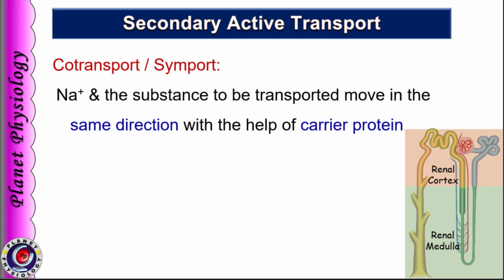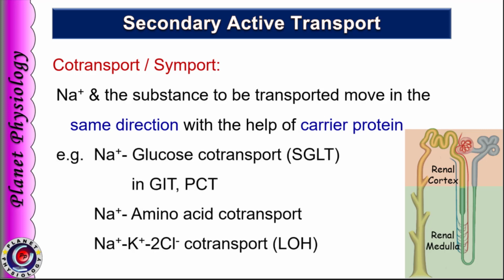Examples of co-transport include sodium-glucose co-transport with the help of the SGLT carrier protein. It is present in intestinal cells to absorb dietary glucose and in proximal convoluted tubules of the kidney to reabsorb filtered glucose. Another example of co-transport is sodium amino acid co-transport, found also in intestinal cells and proximal convoluted tubules.